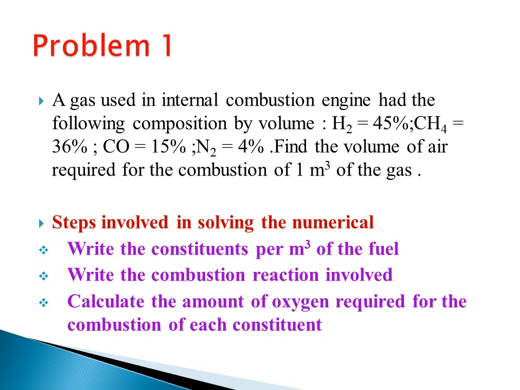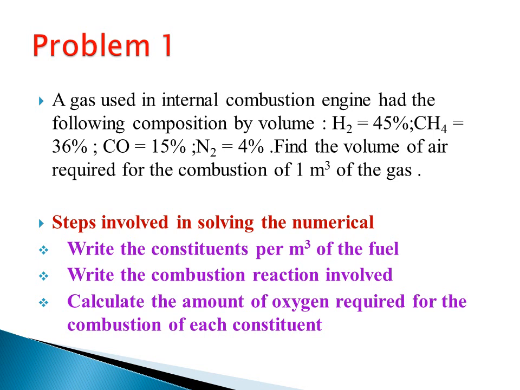The first thing is, see the composition is given in percentage. So first you have to convert how much constituent is present per meter cube of the fuel. Like hydrogen is 45%, so in per meter cube of the fuel, it becomes 0.45. Methane is 36%, that means 100 parts of the fuel contains 36 parts of methane, so one part will contain 0.36. Similarly, carbon monoxide will be 0.15, nitrogen will be 0.04.